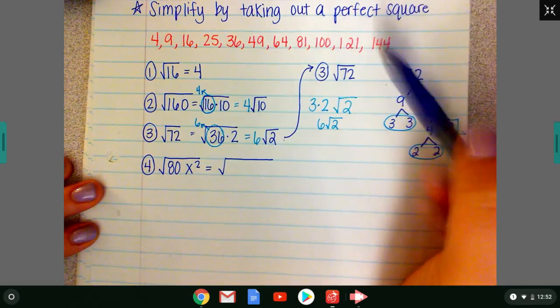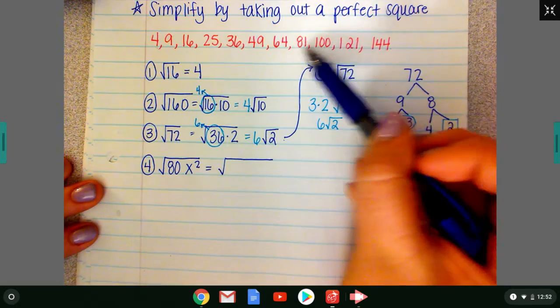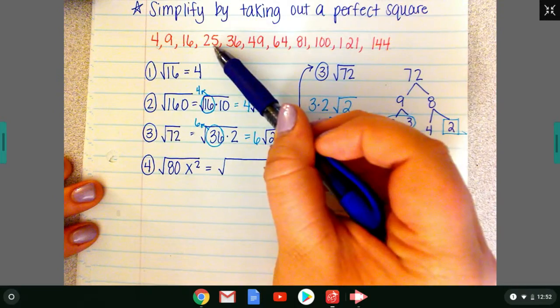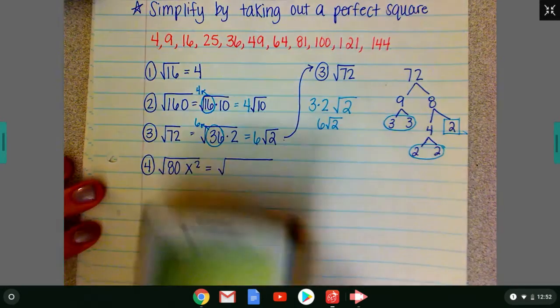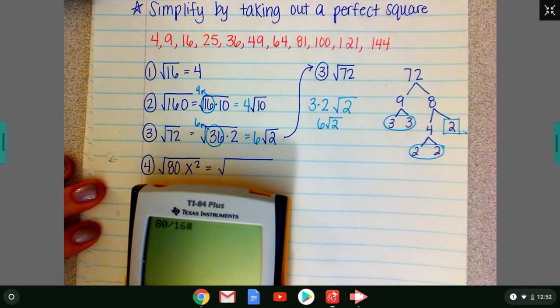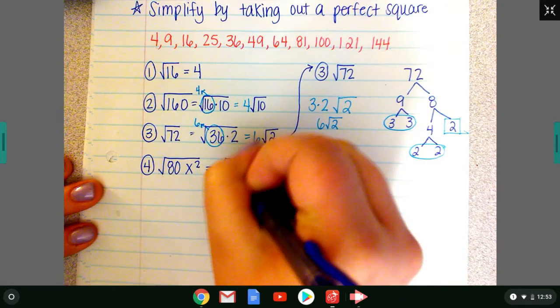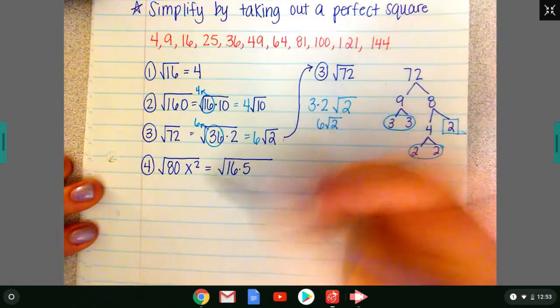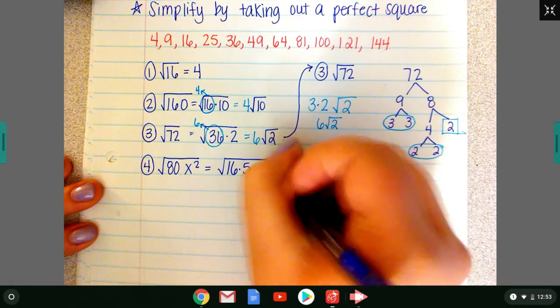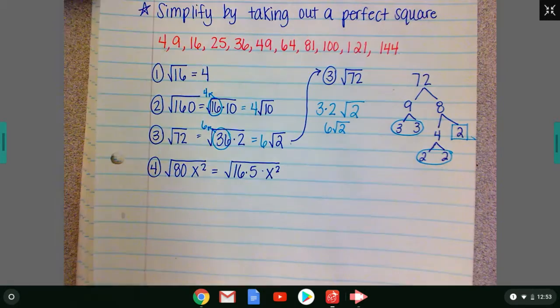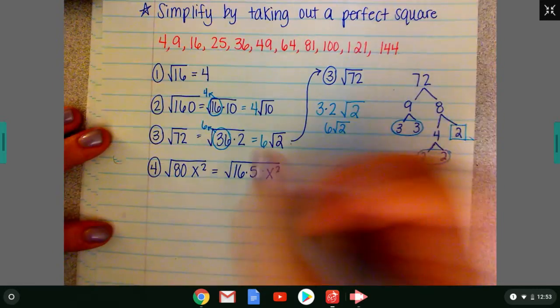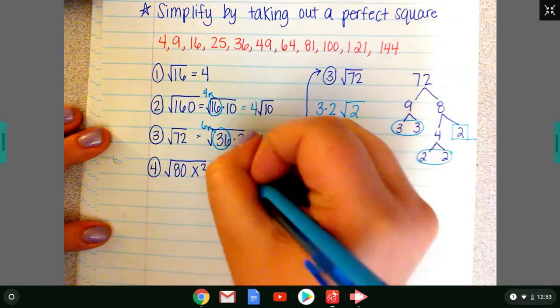So checking out our list here, none of these will go into 80. 25 doesn't. Does 16 go into 80? Let's check. It does. 16 times 5 goes into 80. And then this x squared, let's just leave it as x squared for now. So let's see, what's on the inside? This 16 is going to come out as a 4.